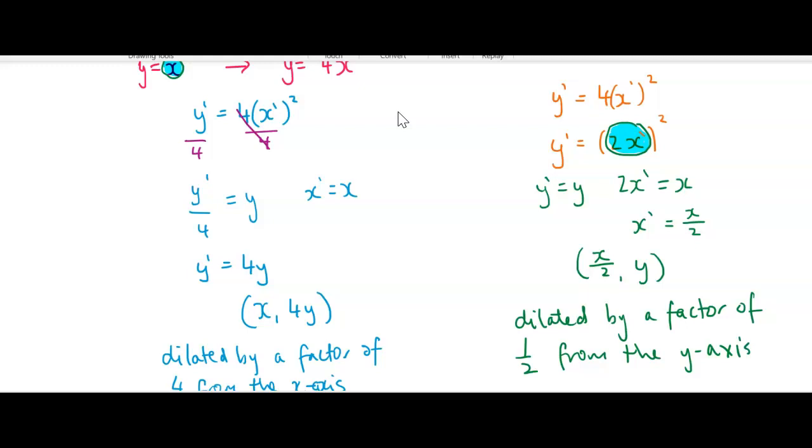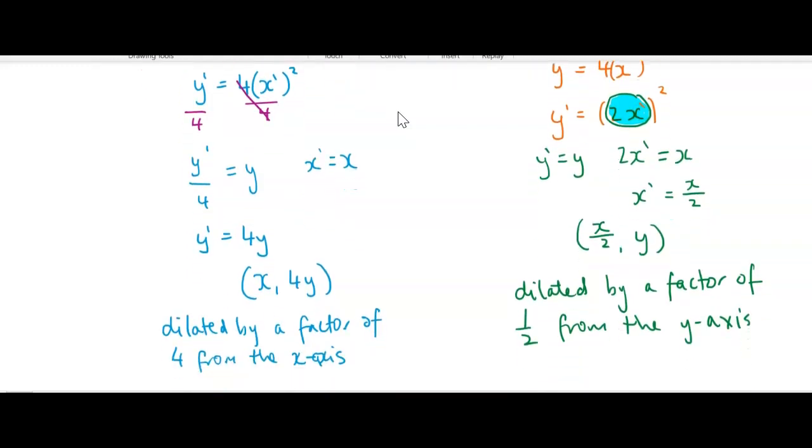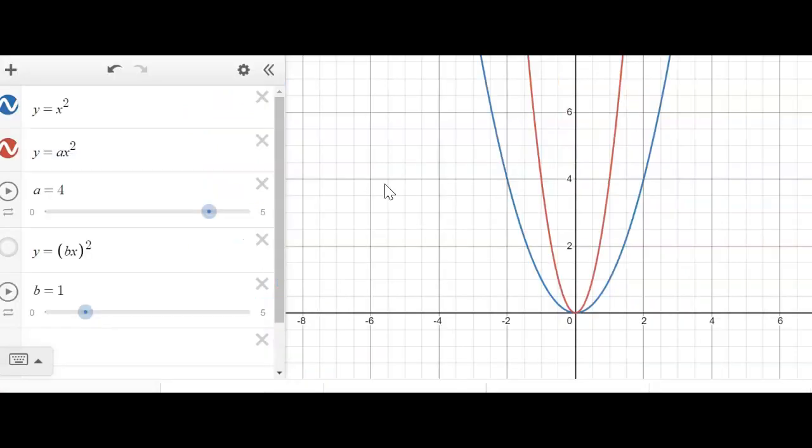Okay, so we've got the same equation, so y equals 4x squared, but we've written the dilation differently. We can write the dilation from the x-axis or the dilation from the y-axis. So let's go back to Desmos.